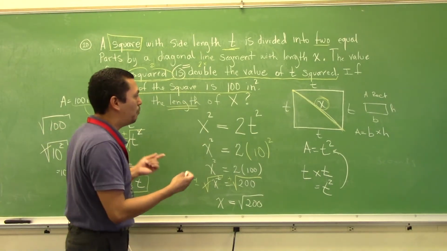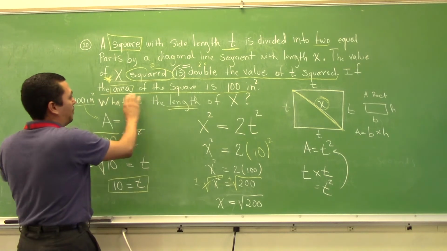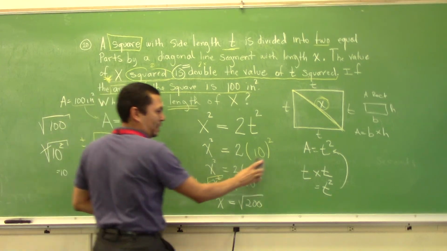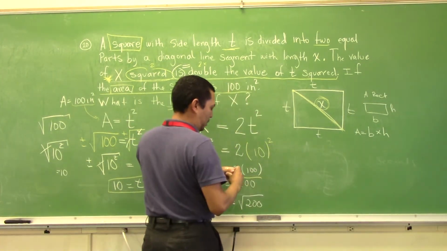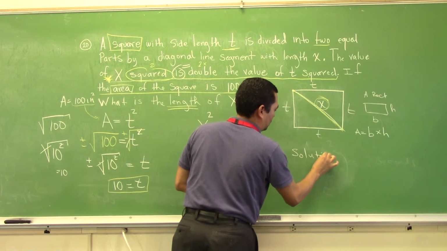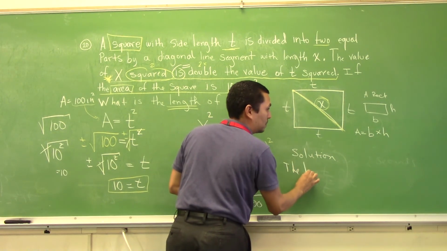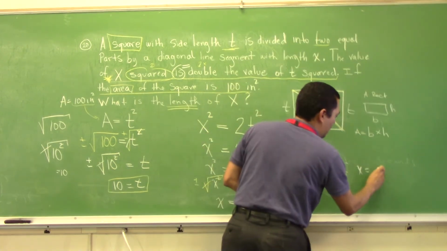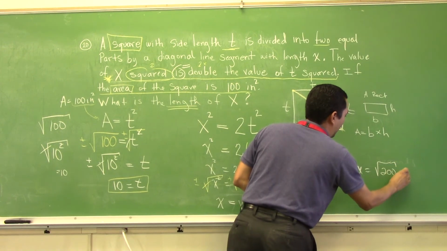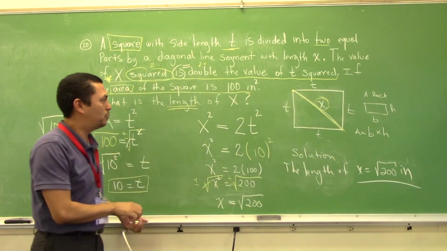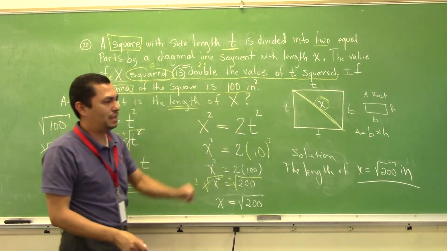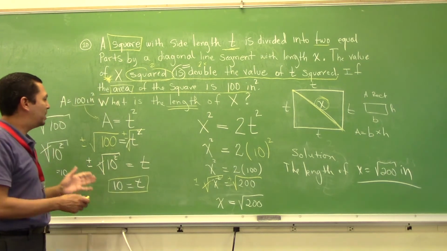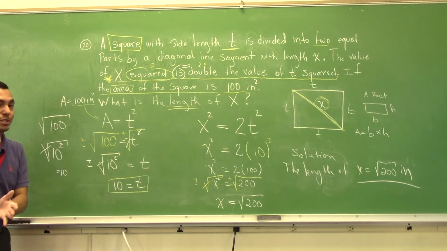So what is the solution? We have a question. If the area of the square is 100, what is the length of x? So the solution: the length of x is equal to the square root of 200, what? Inches. Because we were talking about inches. It's not inches squared because it's just one piece. It's inches. So that's the way we're going to solve this problem.